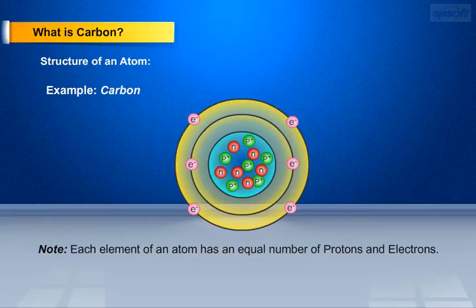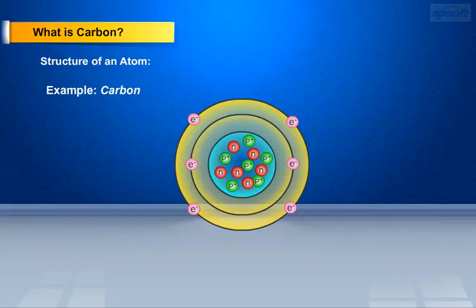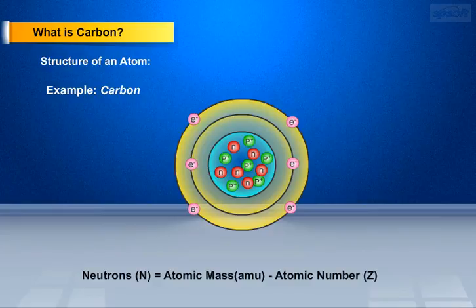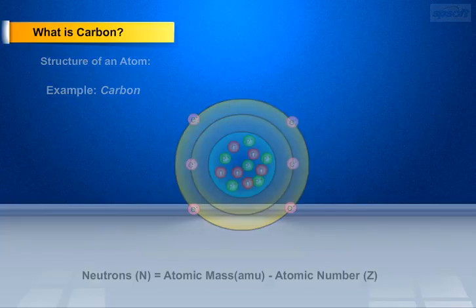Let us note that each element of an atom has an equal number of protons and electrons, but neutrons may vary, and are calculated by the formula neutrons N equals atomic mass unit amu minus atomic number Z.